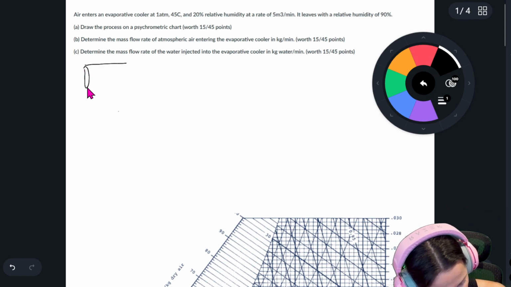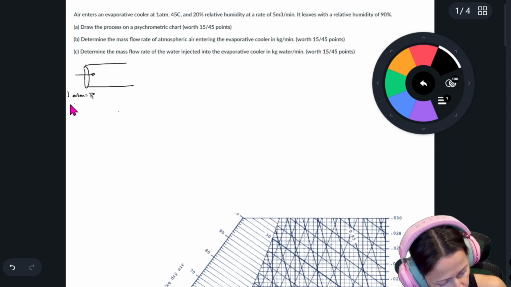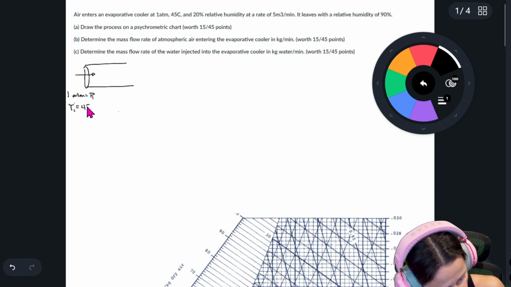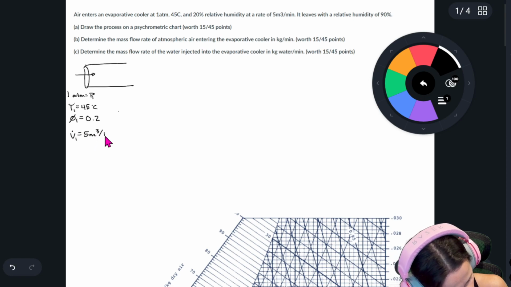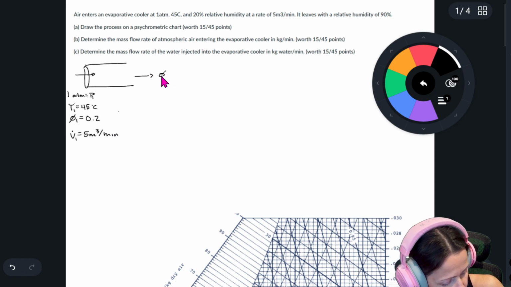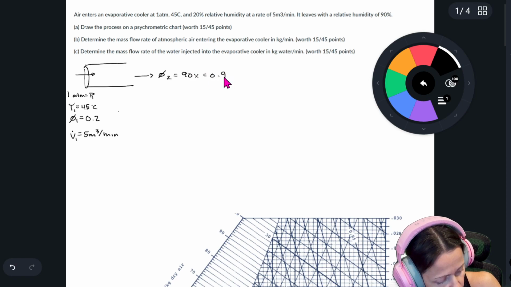So here's our air coming in at 1 atm. It's our pressure, P1, P2, our initial temperature, 45 degrees Celsius, and our relative humidity phi is 20% or 0.2. And then we've got a volumetric flow rate V dot 1 of 5 meters cubed per minute. And then it leaves with a relative humidity of 90% or 0.9.